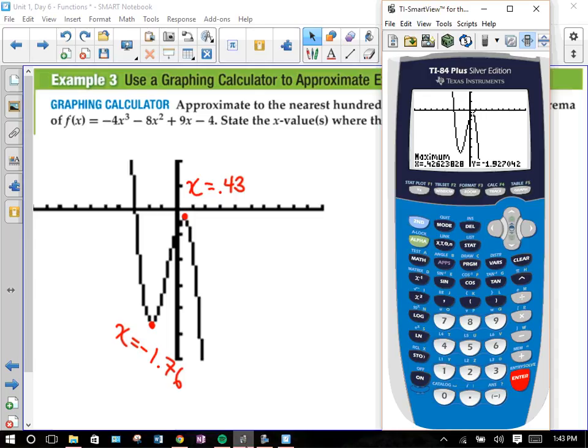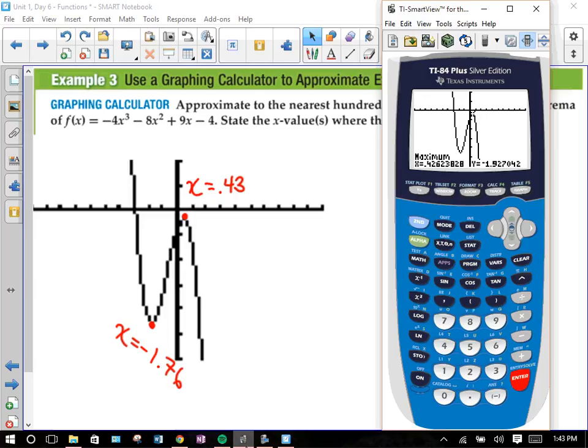Was that pretty simple to do on your calculator? Besides Nicholas over here, because he's currently breaking calculators.